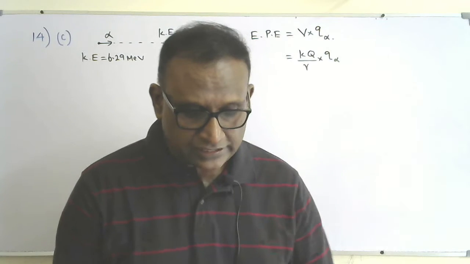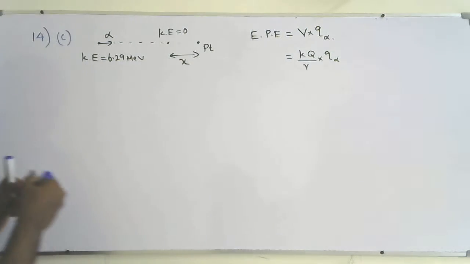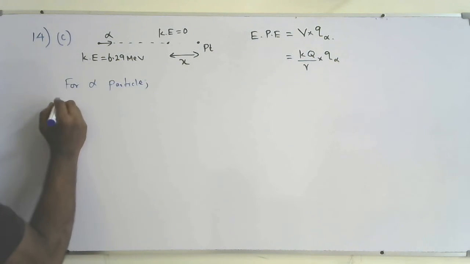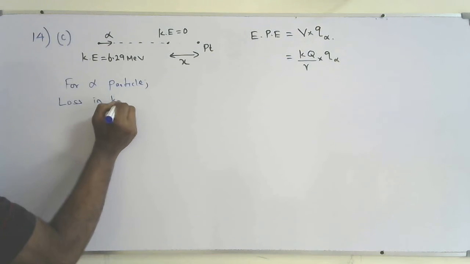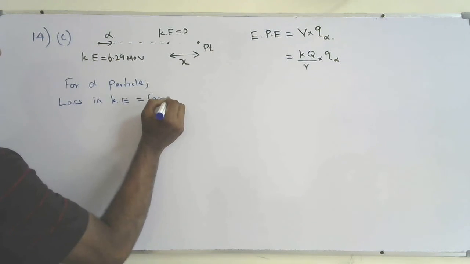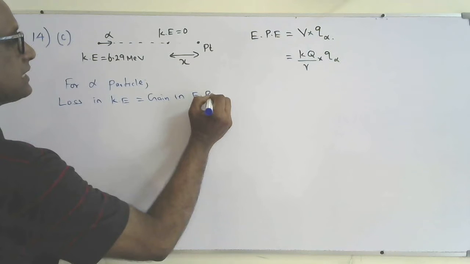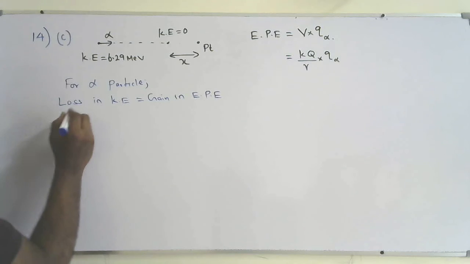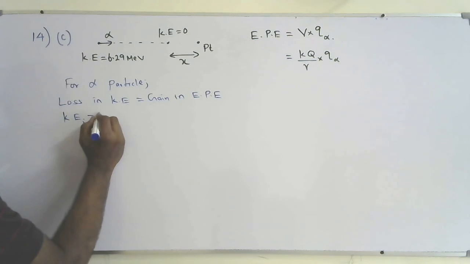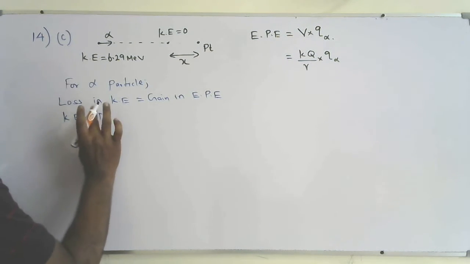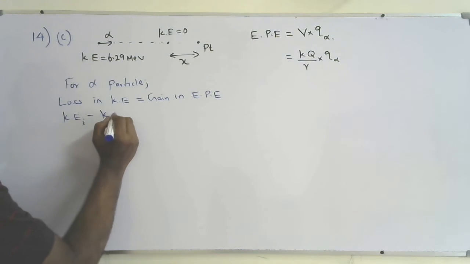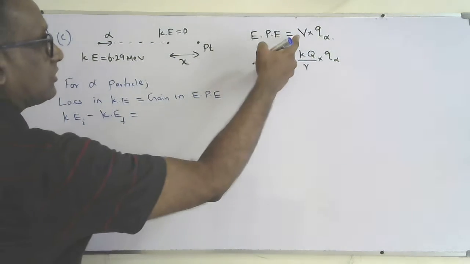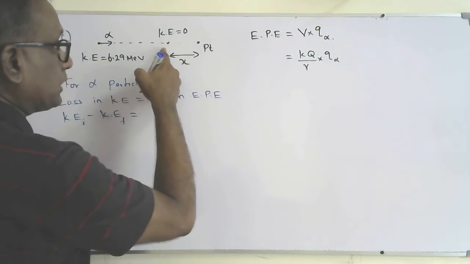So here I can write the equation. For the alpha particle, loss in kinetic energy equals gain in electrical potential energy. Loss in kinetic energy: initial kinetic energy minus final kinetic energy, which is 0, because they are saying it's approaching a closest distance, meaning its speed becomes 0. Gain in electrical potential energy: the final electrical potential energy is equal to the potential of the platinum nucleus times the charge of the alpha particle.